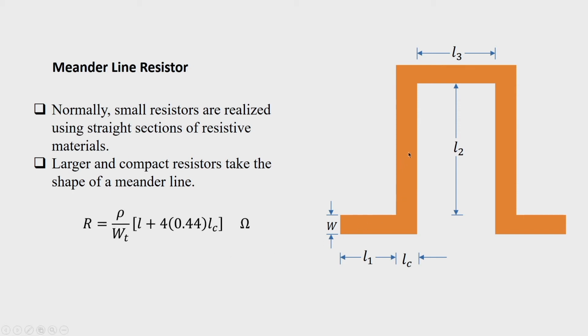For this type of a meander line section, resistance R is given by rho divided by W into T, into L plus 4 into 0.044 Lc ohm, where this L is equal to 2 times L1 plus 2 times L2 plus L3, and Lc gives the width of the line, and its contribution is taken care of because we have 4 corners here, 1, 2, 3, 4. So, it has been accounted here.